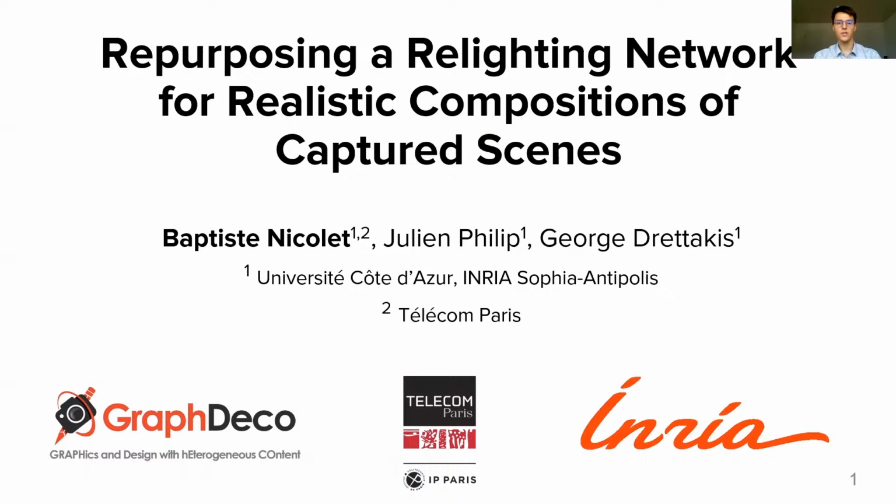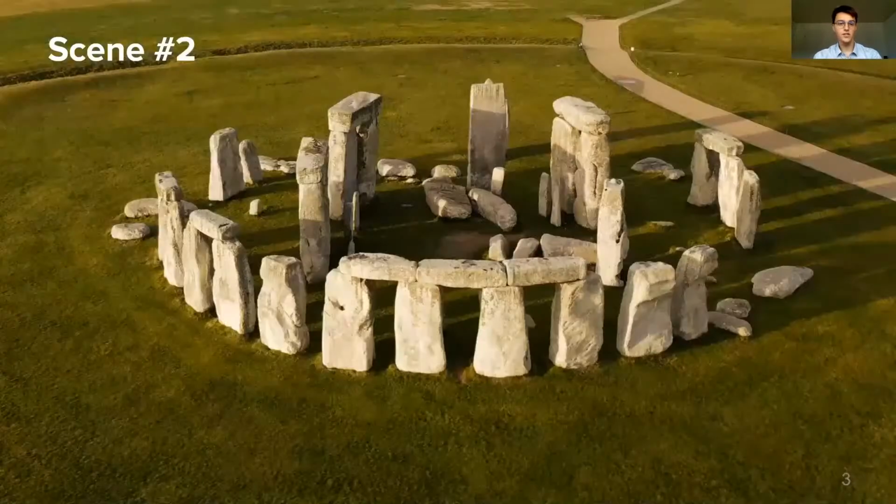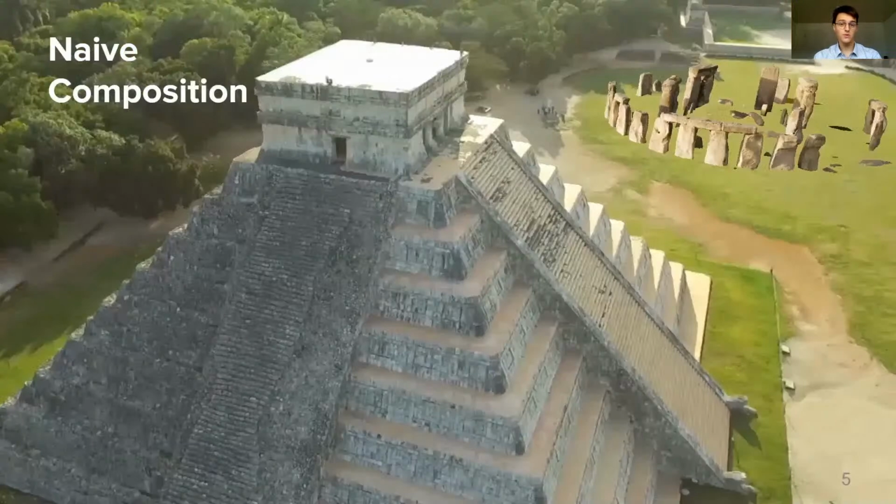In this talk, I will present a joint work with Julien Philippe and Georges Dretakis at Inria Sophia Antipolis in France, which is a method for creating realistic compositions of scenes captured with photographs. Let me illustrate. If we have captures of scenes with photographs, such as here Chichen Itza in Mexico, and maybe here Stonehenge, what we may want to do is extract parts of one scene and import it into the other like so, to create a new original composition.